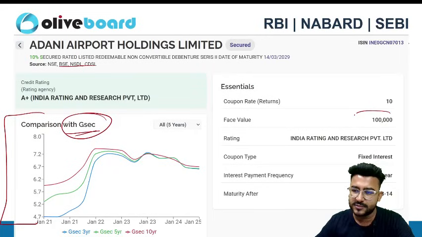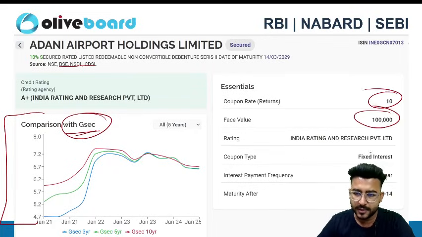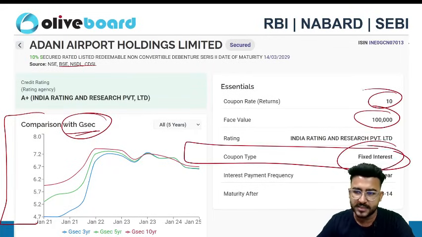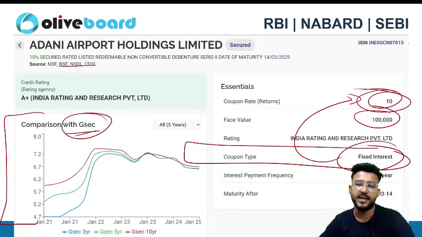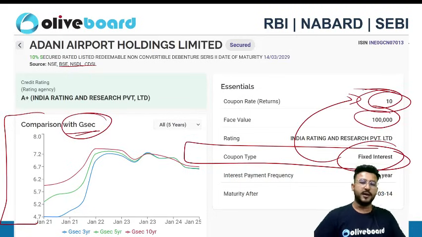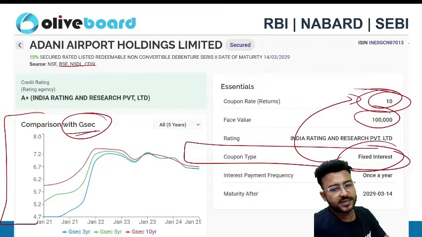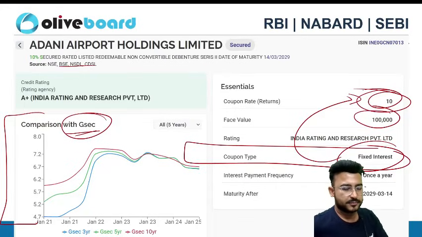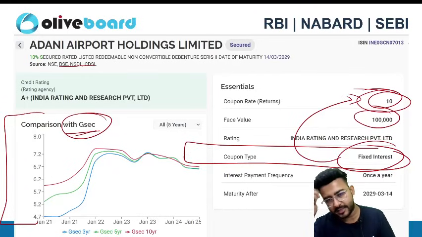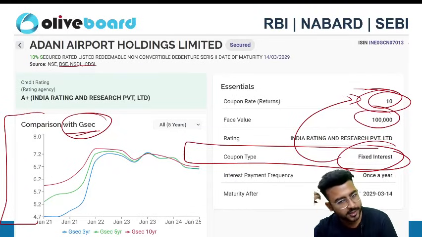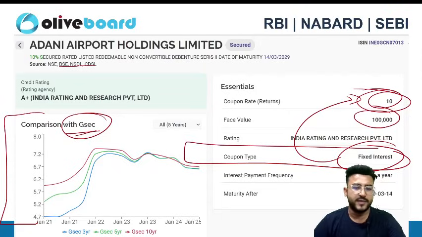I can see the face value of the bond, the coupon rate, the coupon type. This is a fixed interest rate. That's why we have the coupon rate clearly mentioned here. अगर ये वेरिएबल होता तो फिर यहाँ पे फिक्स्ड इंटरेस्ट रेट नहीं होता लिखा हुआ. If they write variable interest rate here, then they must not have given the coupon rate, right? They can give a coupon rate only if the bond is a fixed interest rate.